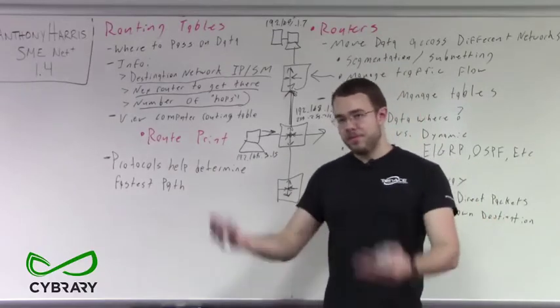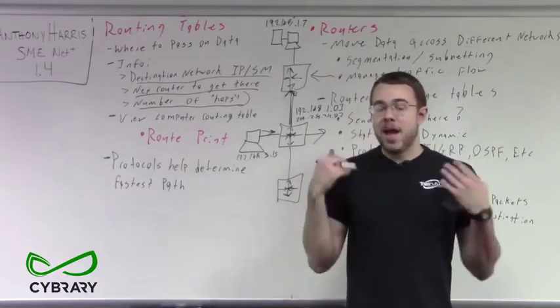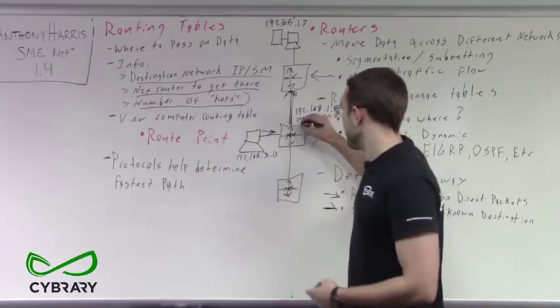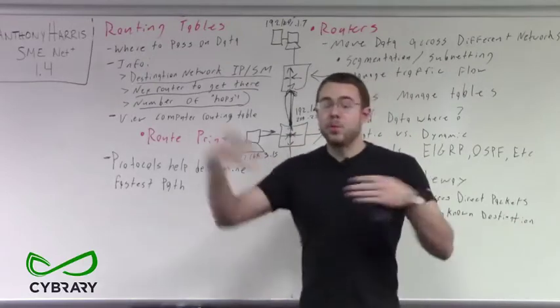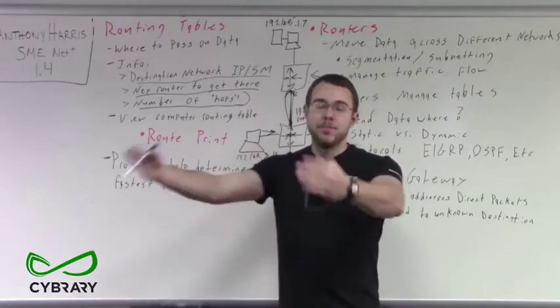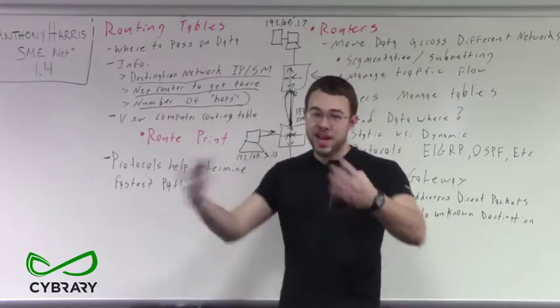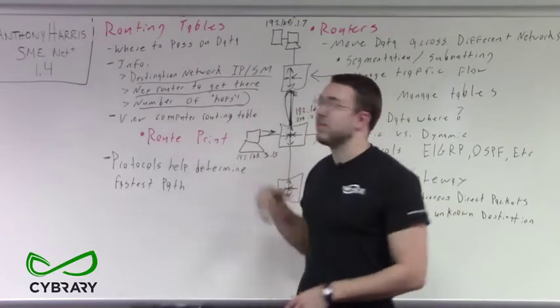It may also save information such as round trip time, how long it takes a packet to get from me to this router and back to me. What's my round trip time? What's my latency? What is the bandwidth that I can push over this connection? How much data can I send at once over this connection? So this is all information that our routers take into consideration.